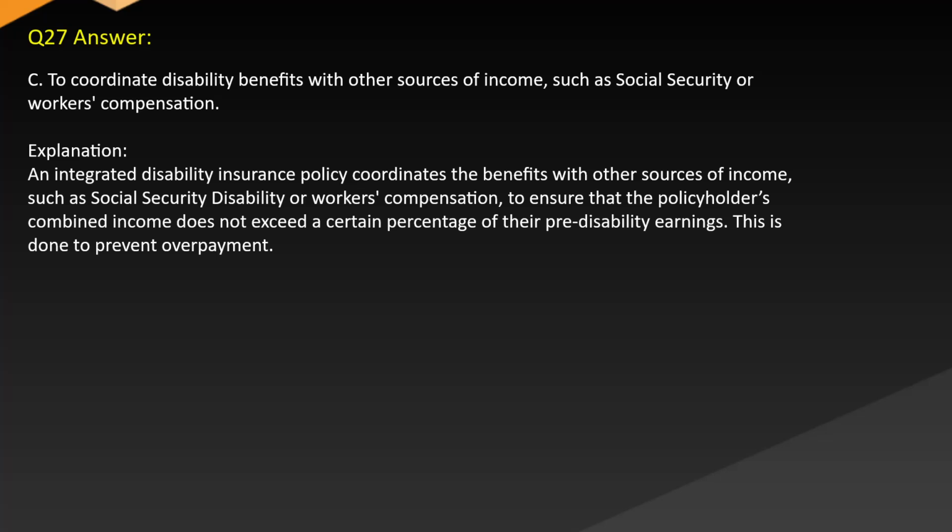Answer: C. To coordinate disability benefits with other sources of income, such as Social Security or workers' compensation. Explanation: an integrated disability insurance policy coordinates the benefits with other sources of income, such as Social Security disability or workers' compensation, to ensure that the policyholder's combined income does not exceed a certain percentage of their pre-disability earnings. This is done to prevent overpayment.